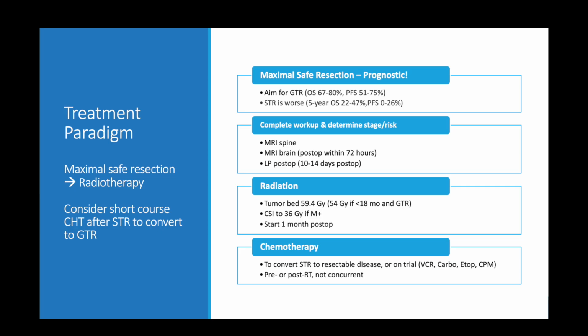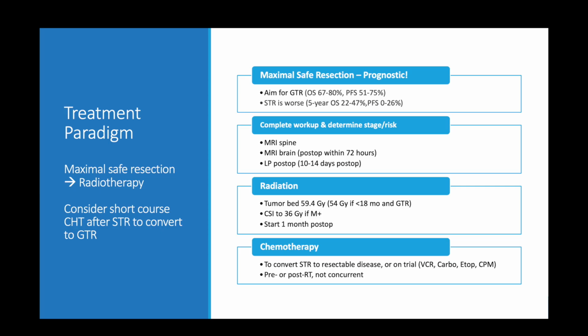And one of the considerations for chemotherapy, and there is some data for this, is that we can think about giving patients that have a subtotal resection some chemotherapy to potentially convert their disease to a gross total resection. If they had a subtotal resection, maybe we can shrink the tumor further with chemo so that they can then be candidates for further surgery and actually get a gross total resection. So that is the main situation in which chemotherapy might be considered.